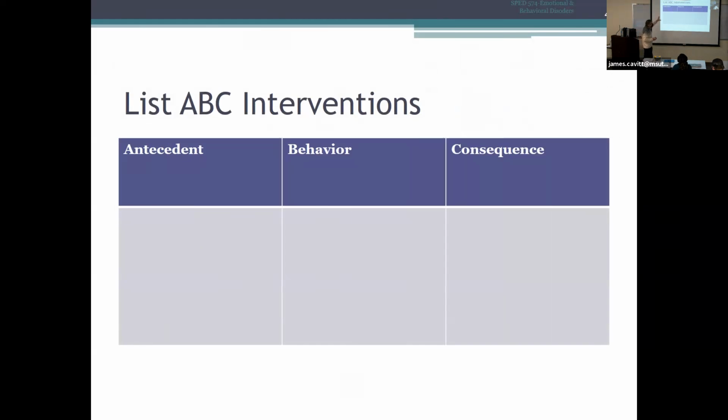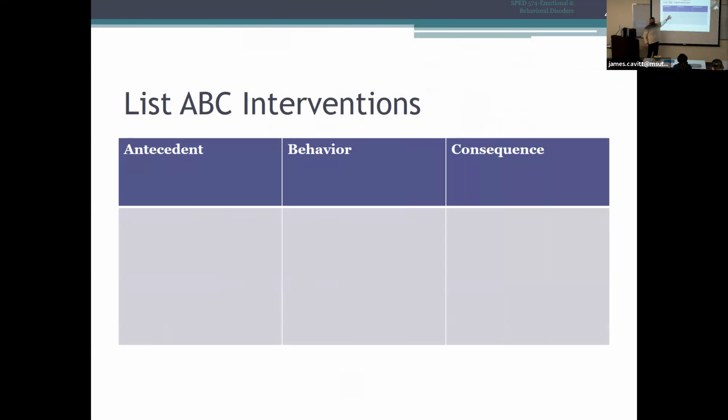Okay, so then the function was to look at it. Like I say, I lean toward the get peers' attention a little bit more. But if you do see the escape piece, I'll have them all there too, because I can see both. So good. And then what kind of interventions did you come up with?